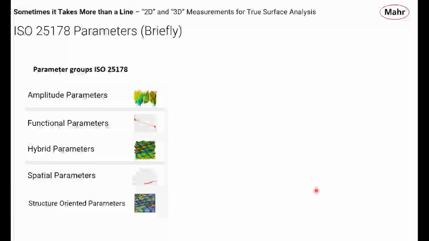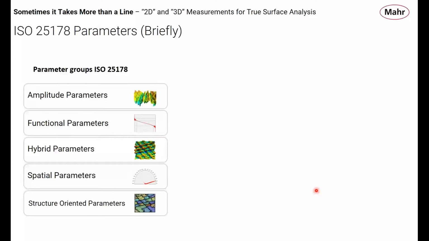Inside of ISO 25178, we have these 5 groups of parameters: the amplitude parameters, the functional parameters. There's actually 3 subgroups inside of functional, but the functional parameters, hybrid parameters, spatial parameters, and structure-oriented parameters. What I'm going to do is give you a couple of bullet points for each one, just a very 30,000-foot view of each of those. And in the cases where it makes sense, I have a couple of nice examples for those.